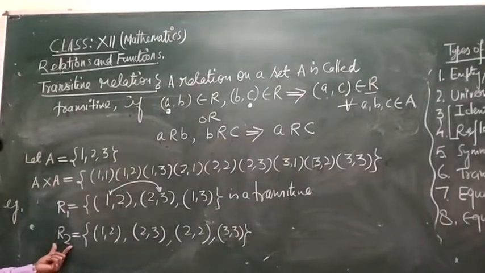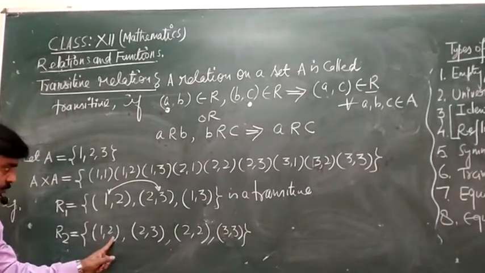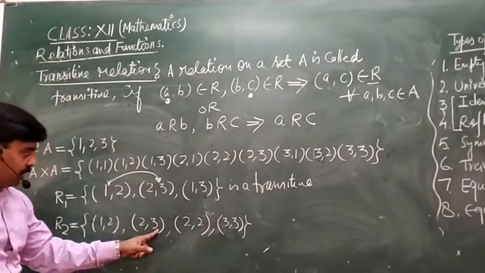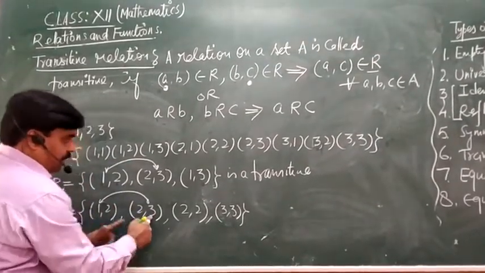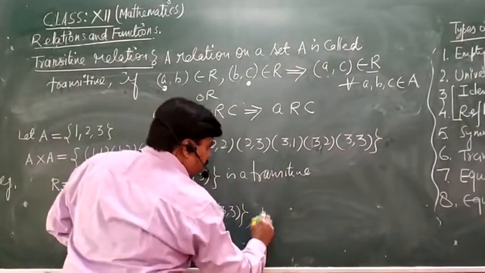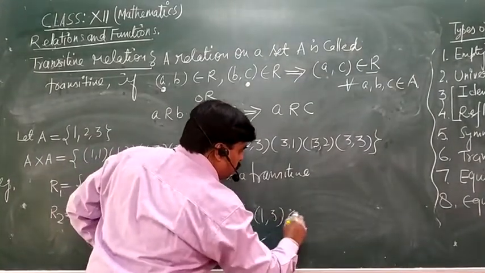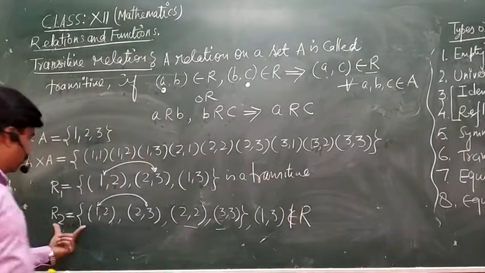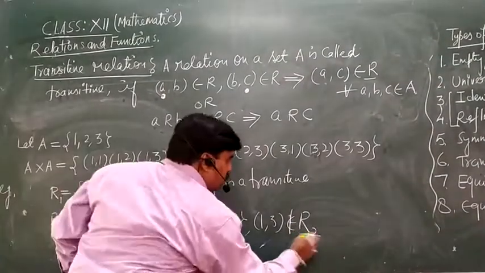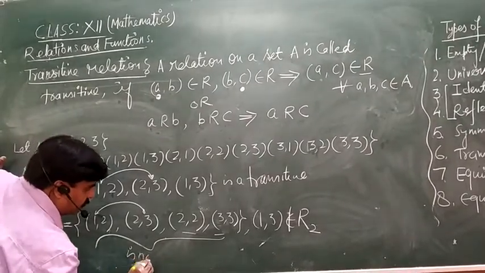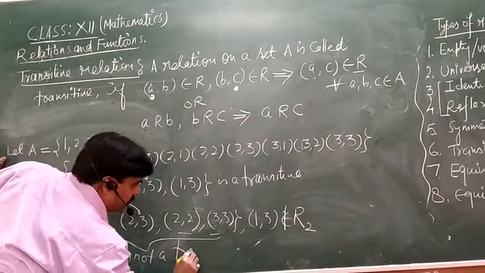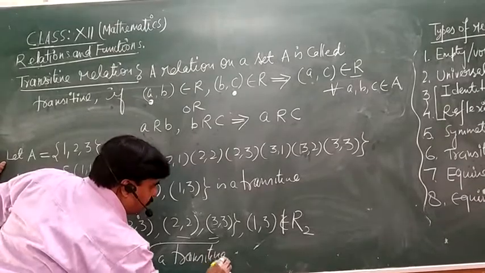But see R2 here. (1, 2), then (2, 3). Then 1 must have a relation with 3. But this (1, 3) is not here. (1, 3) does not belong to R2. It means this relation is not a transitive relation.